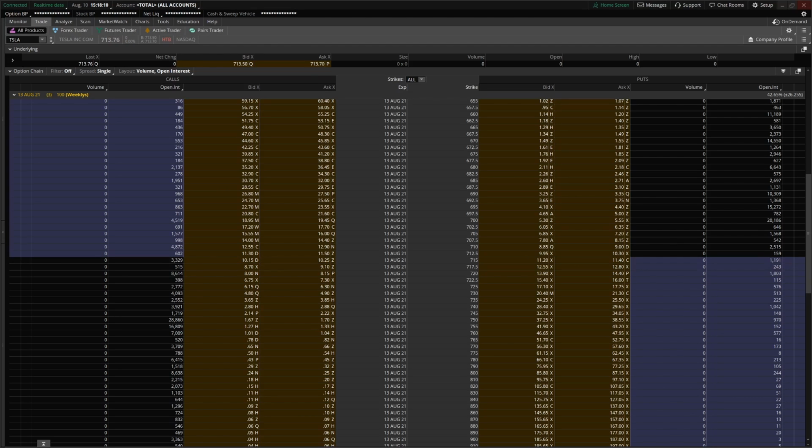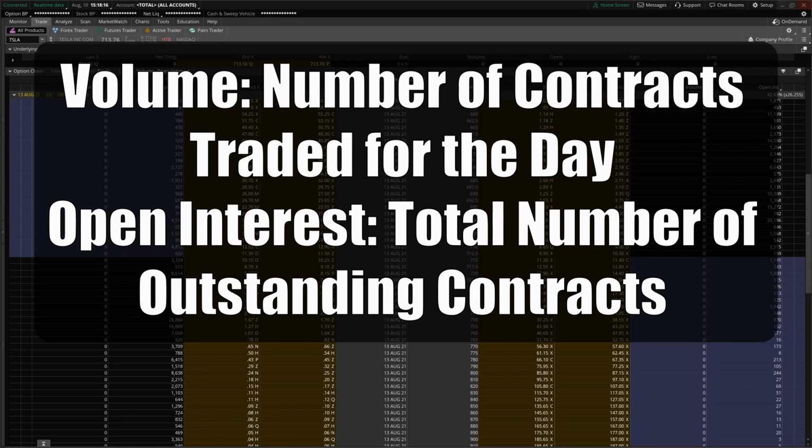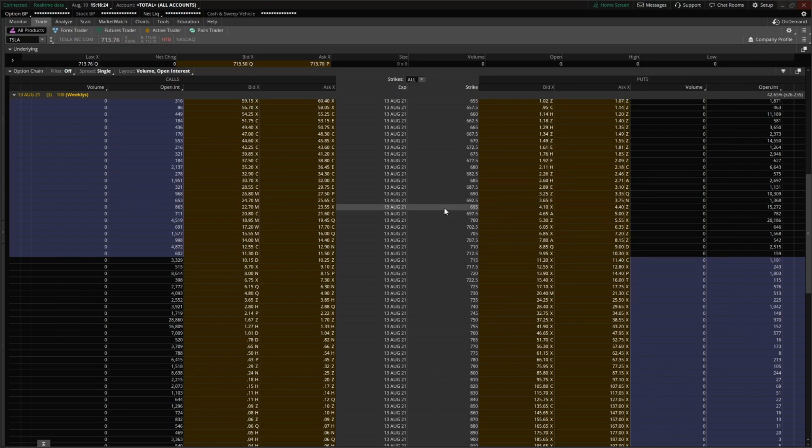What you really want to look for in options is volume. You have volume and open interest over here. Volume just means how many contracts were transacted for that day itself. And open interest means the total amount of outstanding contracts at that option price. So it means how many contracts have been bought and haven't been settled yet.